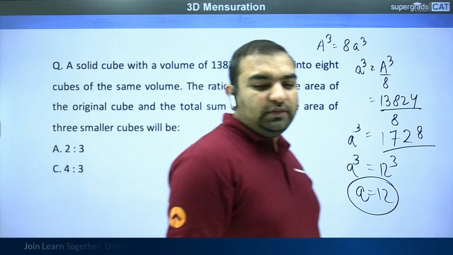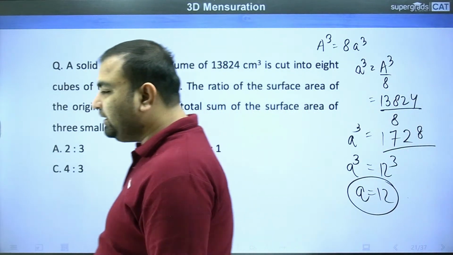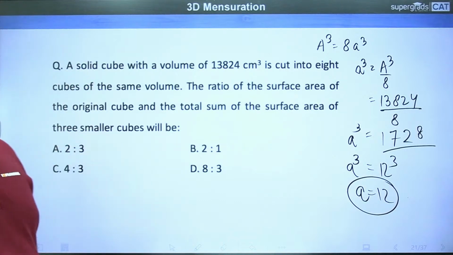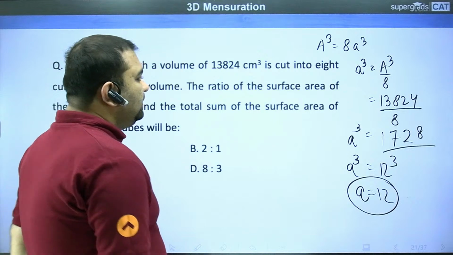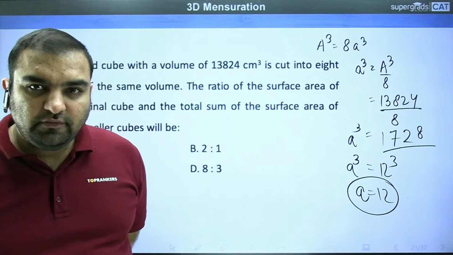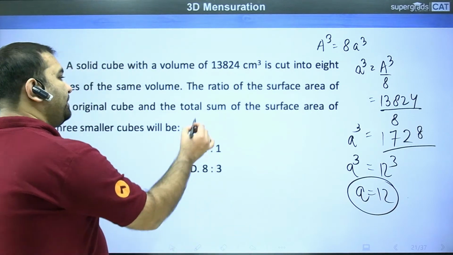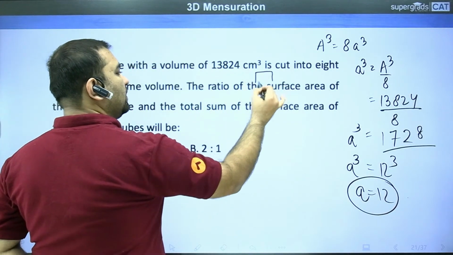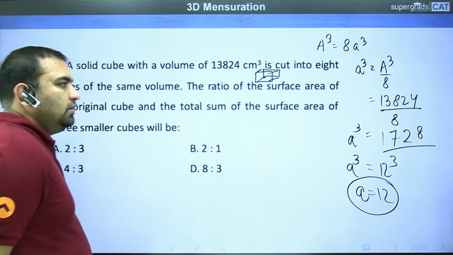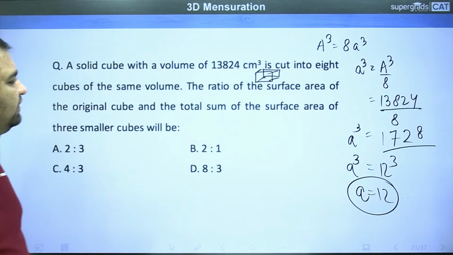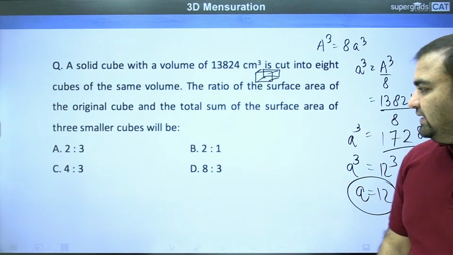The ratio of the surface area of the original cube to the sum of the surface area of the three smaller cubes. Got it? What is the surface area of the cube? 6a square, if you remember. What is the ratio of the surface area of the original cube to the sum of the surface area of the three smaller cubes?